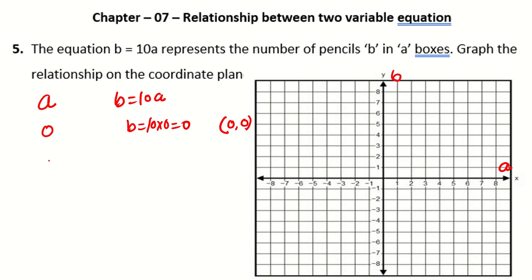So another value of A you take. So I am taking value of A as 1. So value of B will be 10 multiply 1, that is 10. So what will be the point? 1, 10. Minimum you need 2 points to draw the line. But just for confirmation that your points and calculations are correct or not, you can take 3 points.